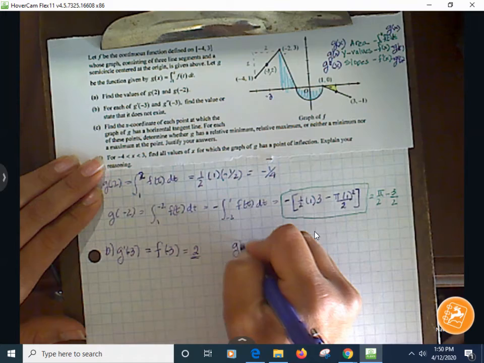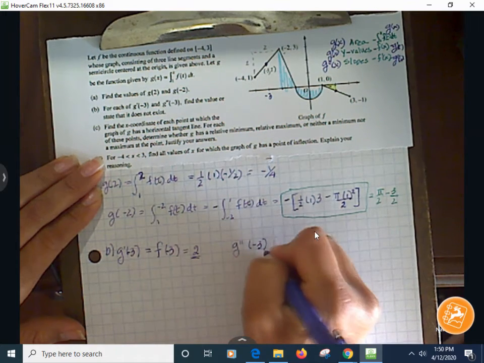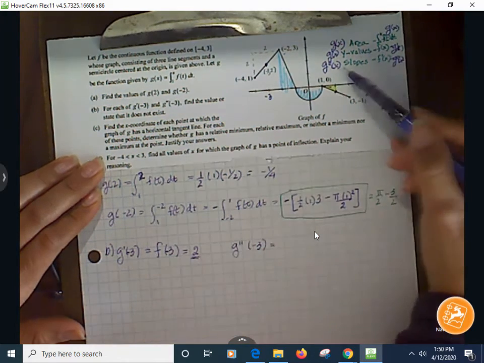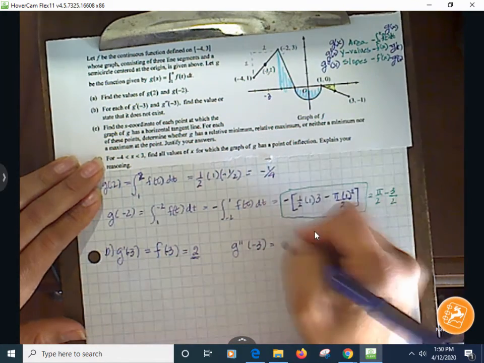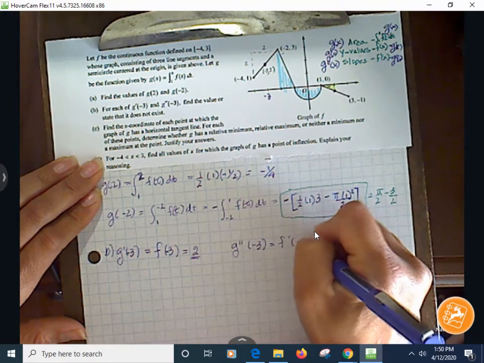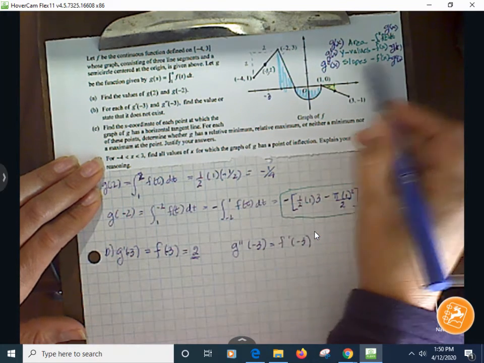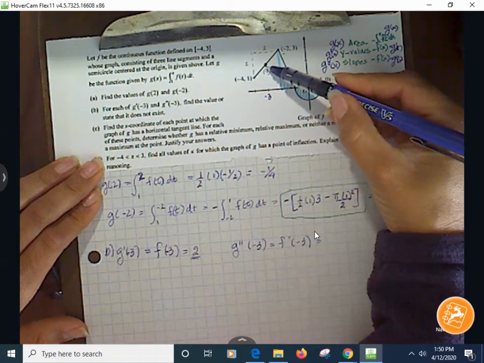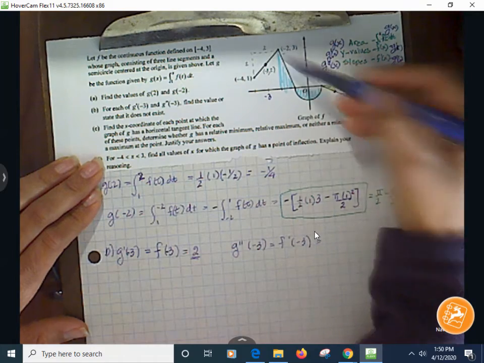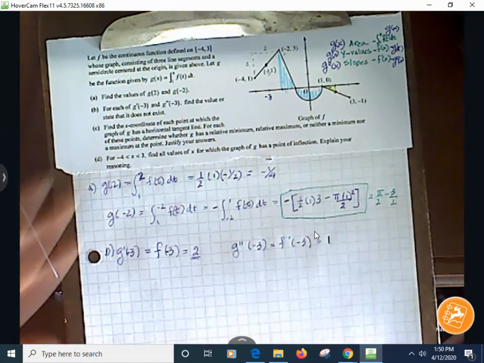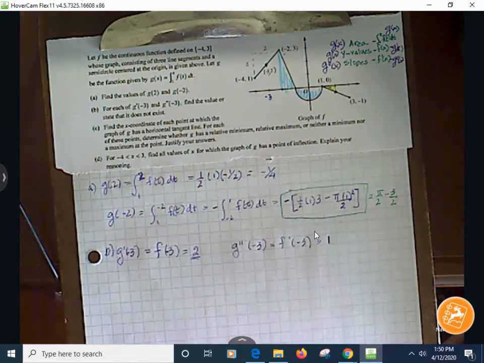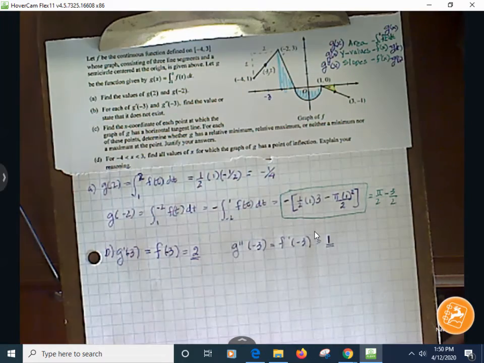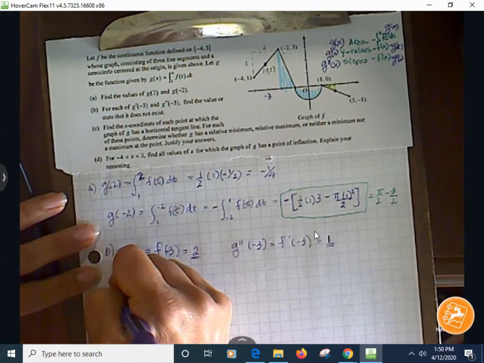And what is g double prime of negative 3? Well, using our little legend, g double prime is the same thing as f prime of negative 3. And what is f prime? f prime is the slopes. So I'm going to look at the same point and find the slope, which I just found already, which is a slope of 1. Yeah, so easy.